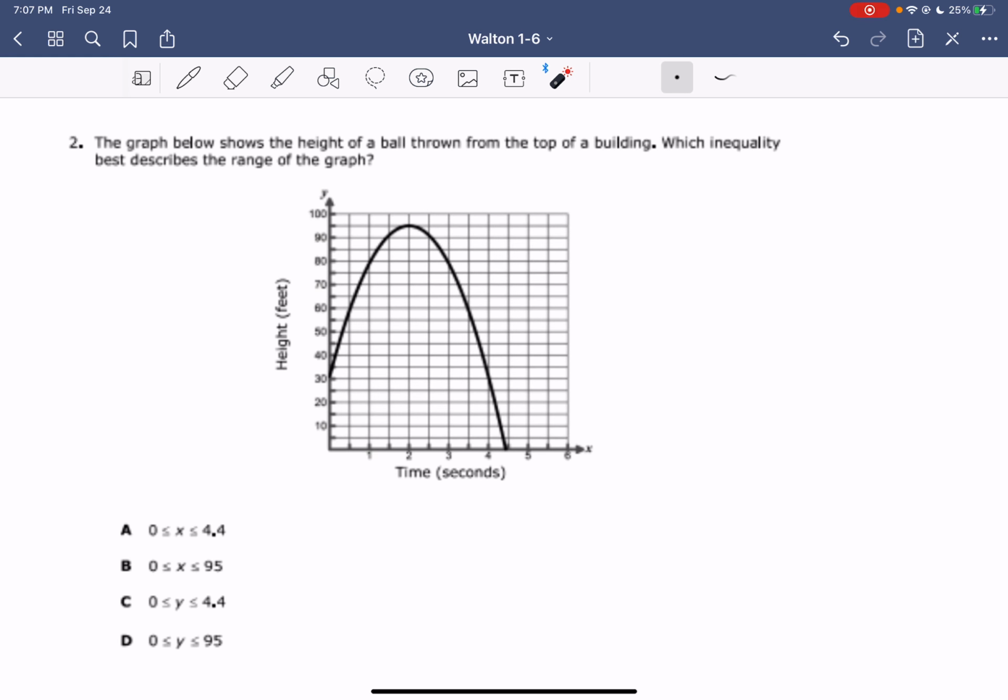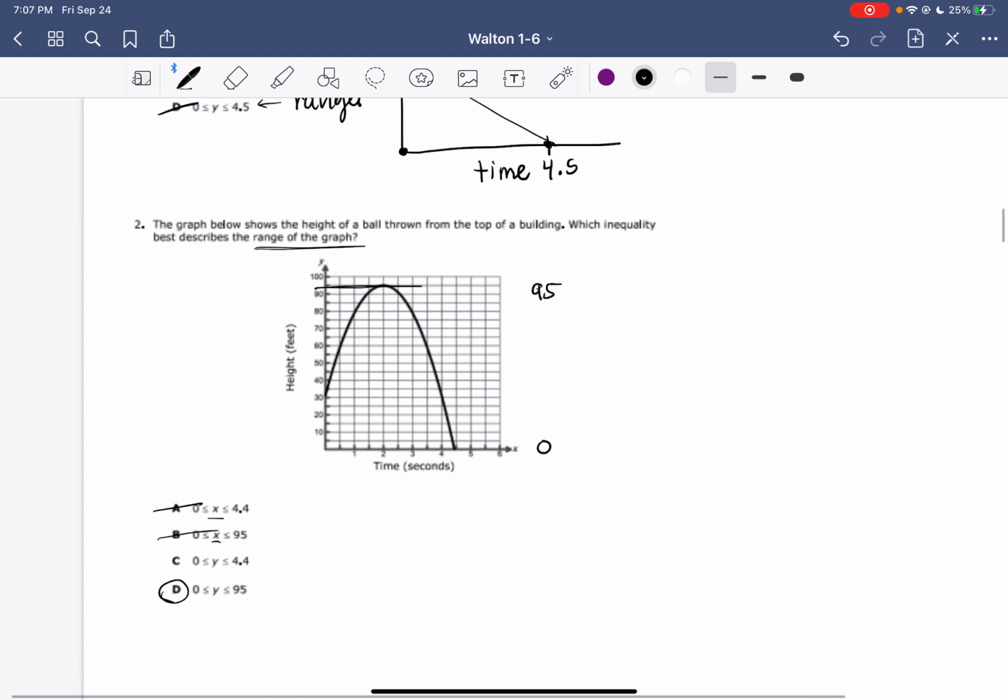All right, so on this one, we're looking for the range. So just good test taking strategy: which of the answers can we eliminate before even looking? We see that these are both asking for domain, so we can erase those. And then when we are looking for range, we know that we're going to go from bottom to top, and then see what happens. We see our lowest point is 0, and our greatest point at the top is 95. And so now we see which answer choice indicates that, and that's D. 0 is less than or equal to y is less than or equal to 95.